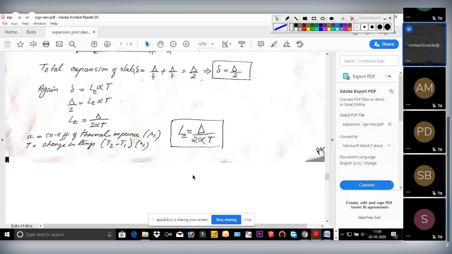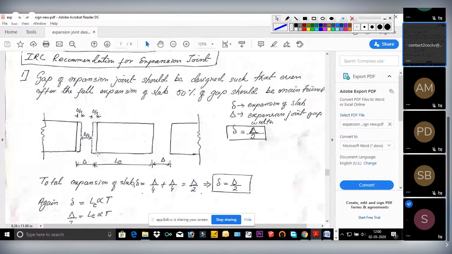Whereas capital delta is the expansion, and it should be half of the joint gap width. This is your joint gap, see this one.